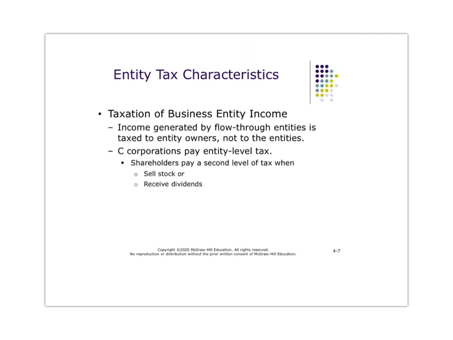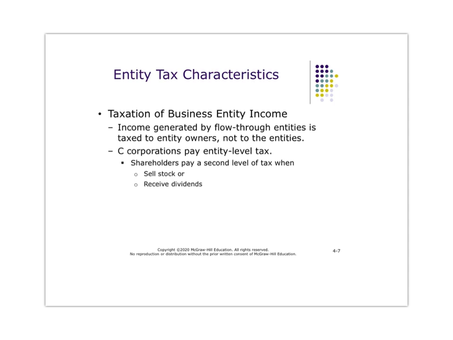All right, so let's slow down just a little bit here because we've got a couple of things to talk about. So we know that income generated by flow-through entities is taxed to the entity owners. And we know that C corporations pay an entity level tax, and then shareholders pay taxes if you sell stock or if you receive dividends, okay? Because now we're talking about this double taxation that we always talk about with respect to C corporations, okay?